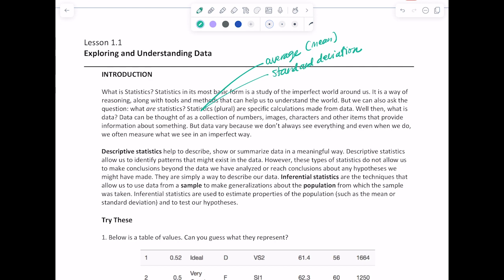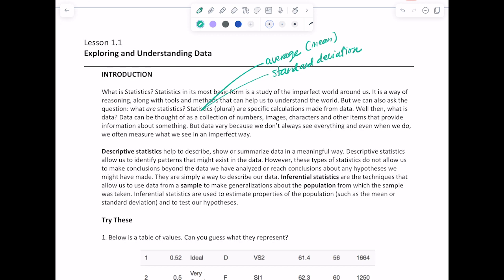If you've ever gone online to order something from, let's say, Amazon, more than likely you've had to fill out information like your address and other pertinent information. All of that is considered data. And statistics helps us to look at that data and answer questions about the data that maybe we can't see right off the bat.